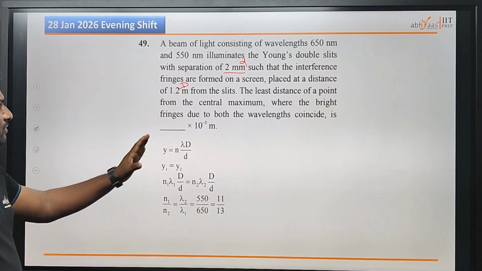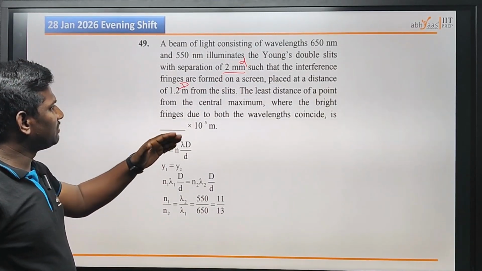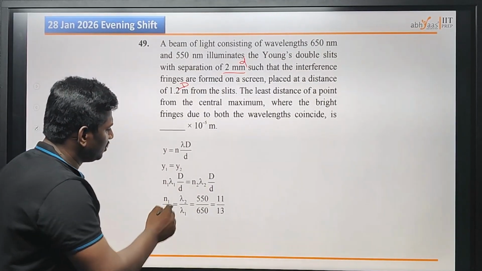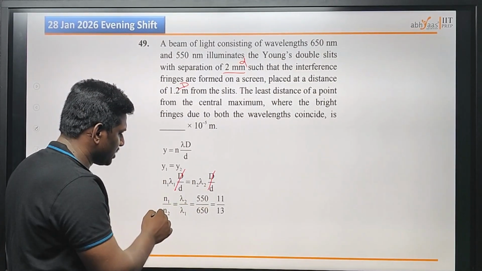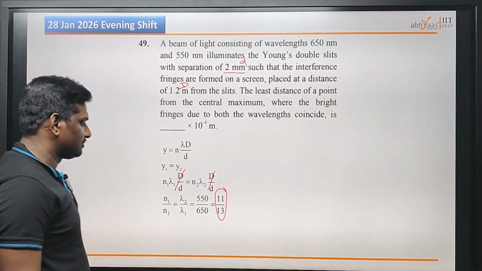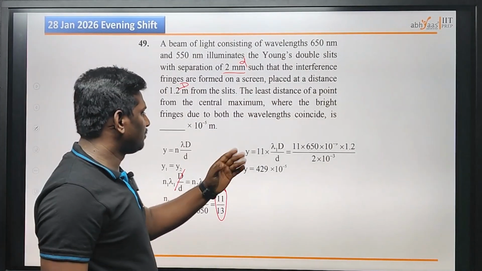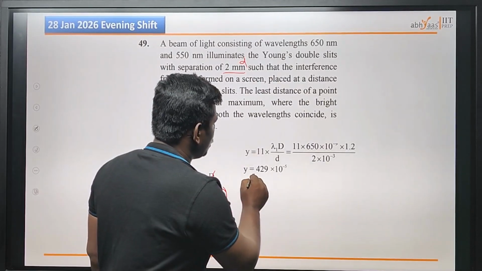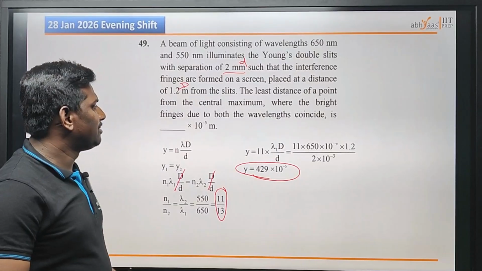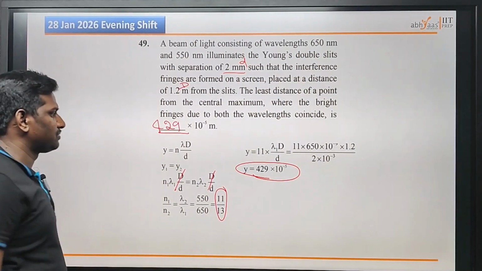So see here, we know the Y formula, the separation formula. In this condition, they have given already Y1 equal to Y2. From this one, you can cancel these two. So N1 by N2 equals lambda 2 by lambda 1, you will get 11 by 13. N1 by N2 equal to 11 by 13. So from this one, if you want to find y, it can be written as 429 into 10 to the power minus 5. This is nothing but 429, your answer.